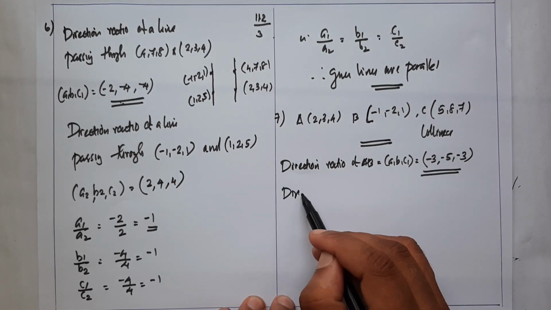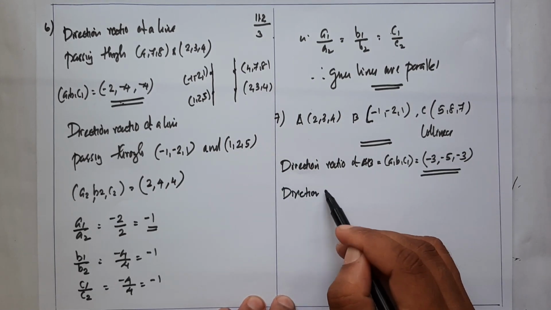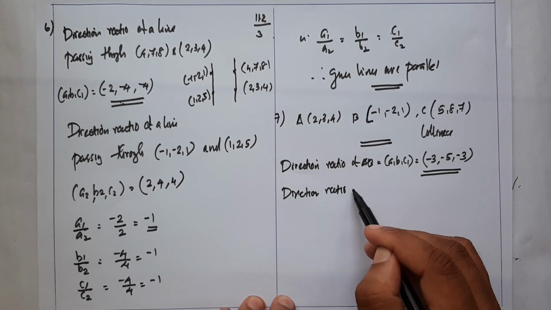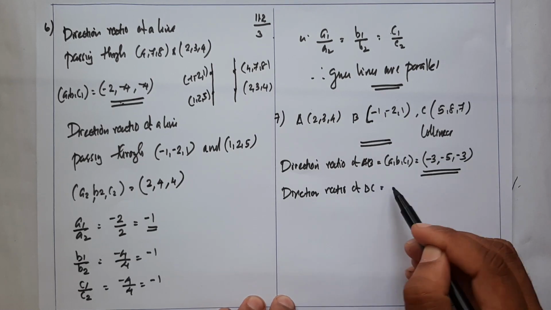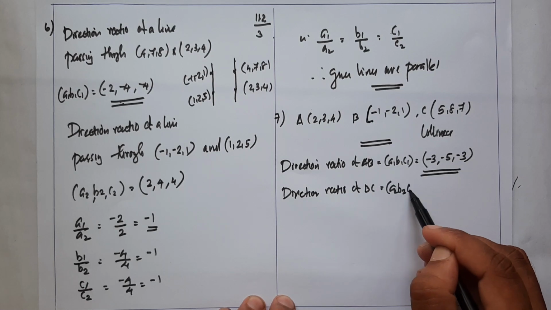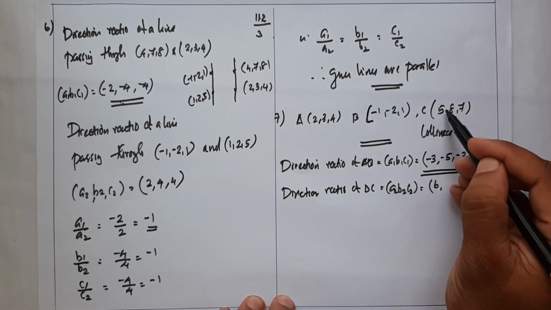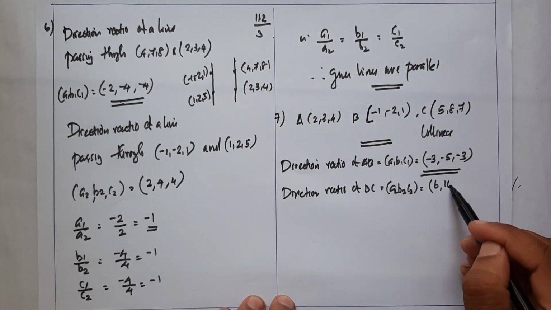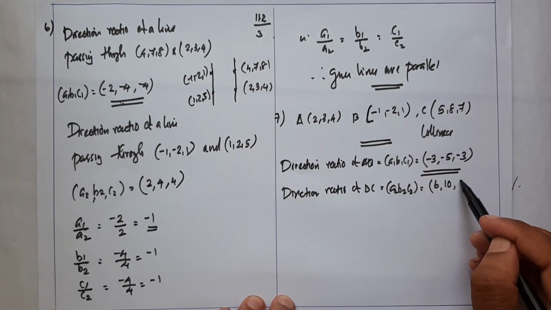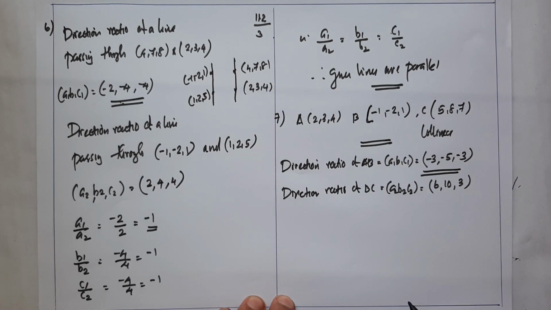Then you find the direction ratio of BC. Direction ratio of BC, suppose you take A2, B2, C2: 5 minus minus 1 is 6, 8 minus minus 2 is 10, then 7 minus 1 is 6.